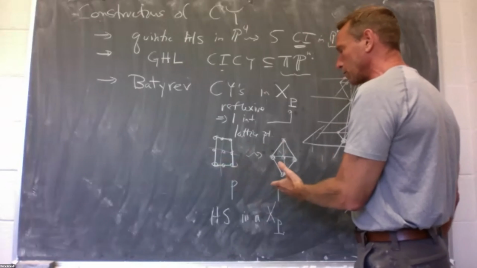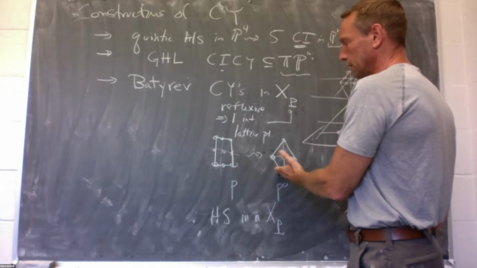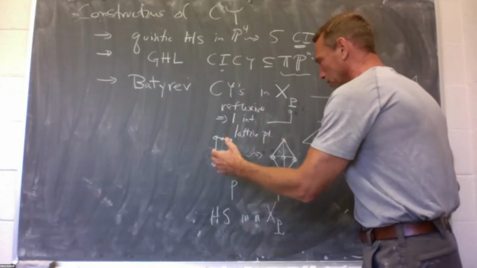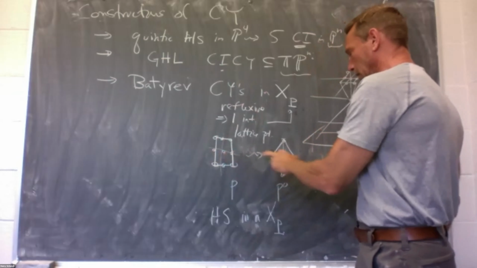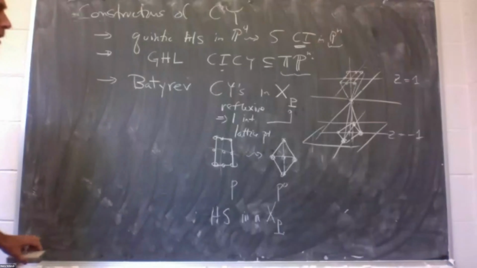So if you wanted a mirror pair, this is a mirror construction, right? And if you were lucky, if there was a God or something, then the mirror to the corresponding Calabi-Yau would be the mirror over here. And that's Batyrev's construction. So this is beautiful.